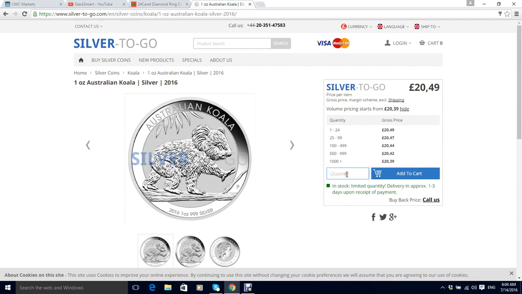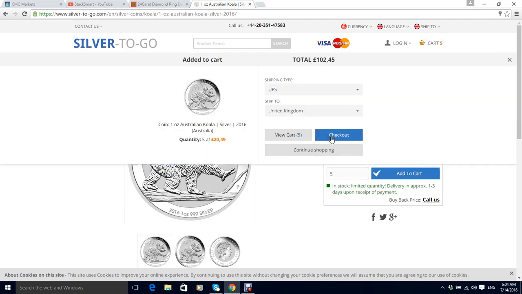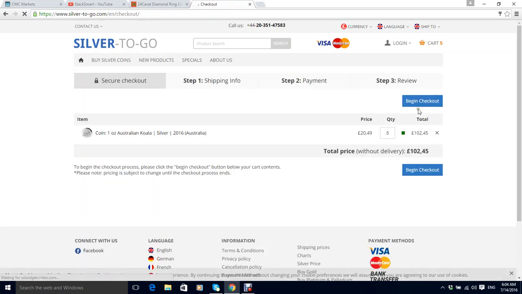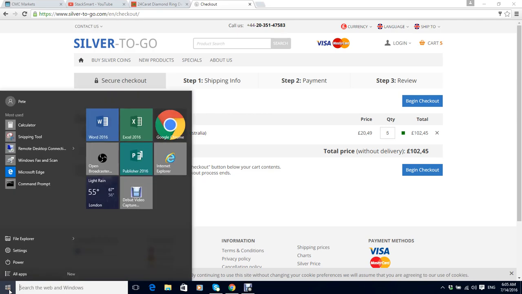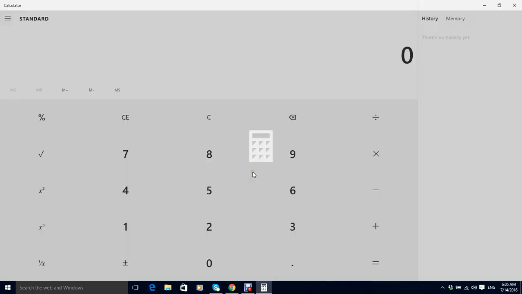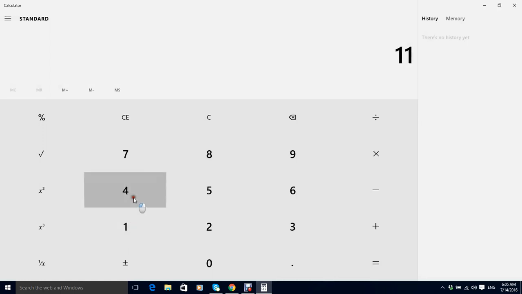So if I put 5 in there, add that to the cart, and we're going to ship to the UK. So it's £100.45 plus 12, so that's 114. £114 divided by 5. So you're talking £23 per koala, a new koala delivered.